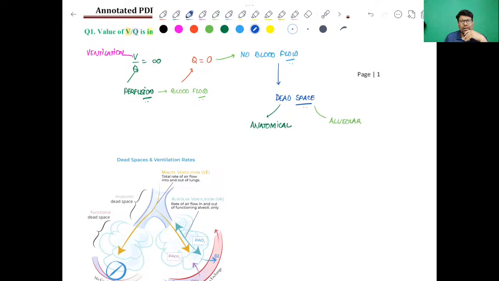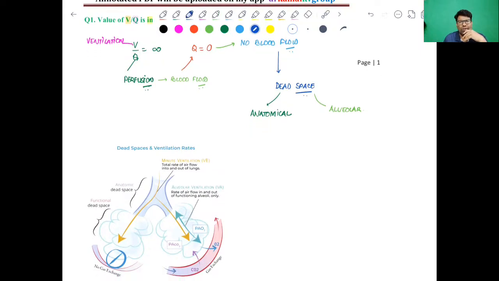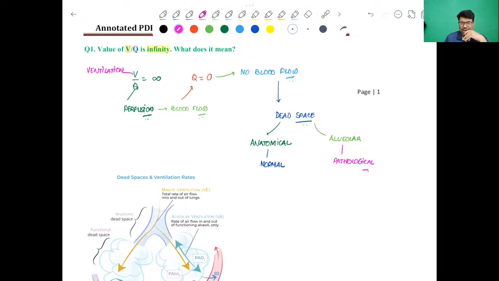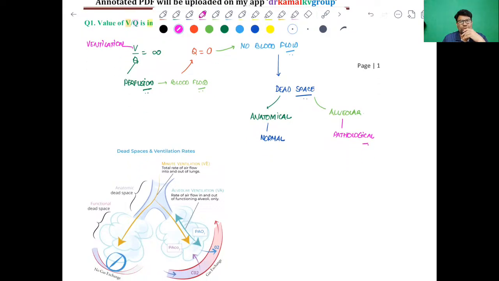So in anatomical, the arrangement is such that there cannot be any gaseous exchange. So this is normal, right? So this is because of normal anatomy. But in alveolar, there is blood obstruction, and therefore this is pathological. So this question is about alveolar dead space. So there is oxygen which is present in the alveoli, but it cannot be exchanged since there is no blood flow, which is because of obstruction.